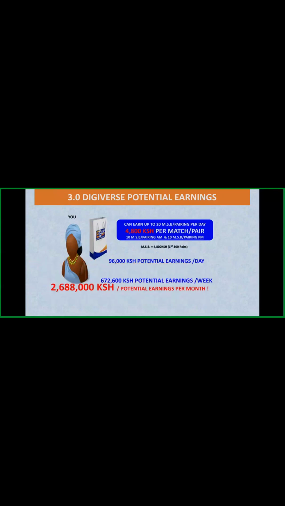The Digiverse is 96,000 by 15. So you multiply that by 15. Then for the 4,200 pairs, you multiply that by 15. Like I told you guys, this one has an error, so you just see they remain the same. So it is by 15.